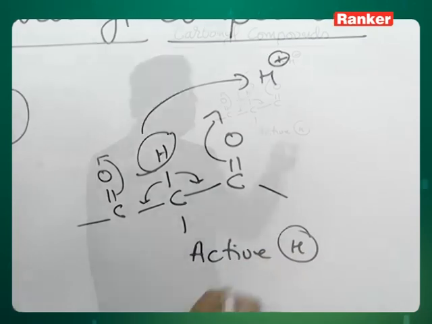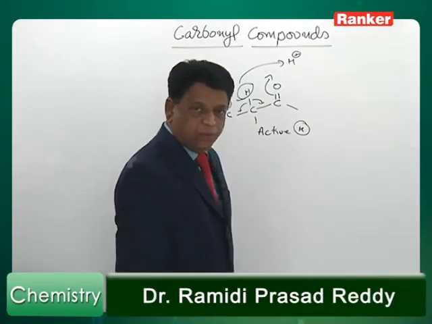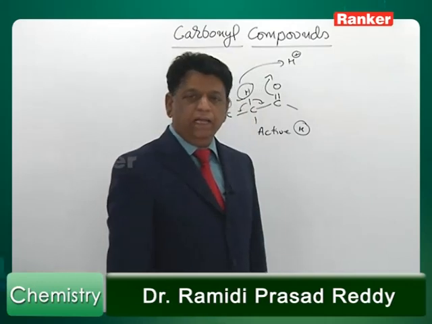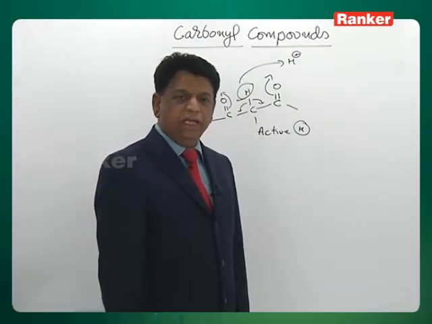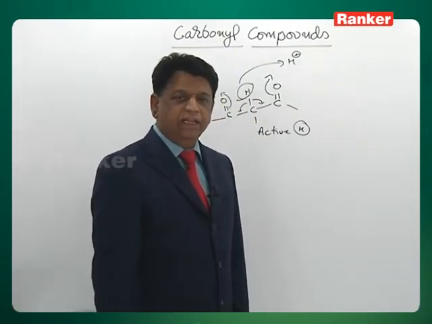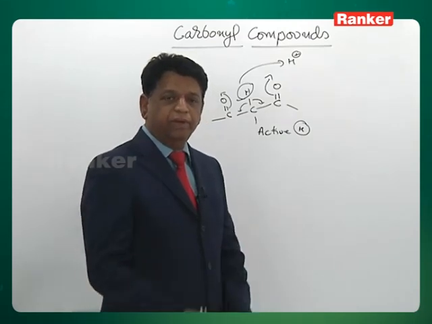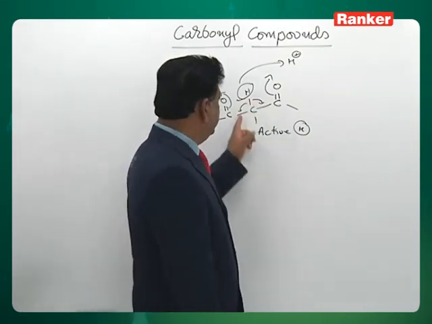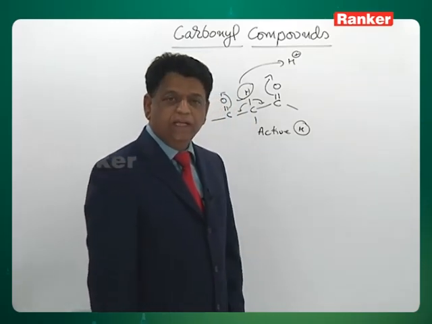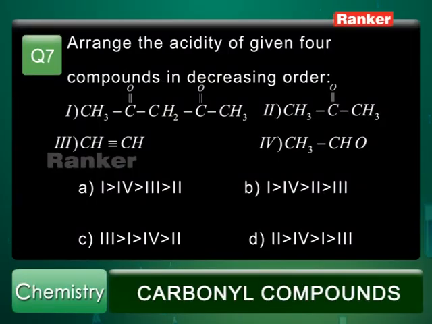This is more acidic than the simple one carbonyl group. So therefore, in decreasing order, first you have to arrange number one, that is the diketone containing CH2 in between, called the active methylene group, as the most acidic, followed by 4, that is acetaldehyde. In acetone, one carbonyl group is shared by the 6 hydrogens, so therefore acidity will be less. So 1 followed by 4, 4 followed by 2, that is acetone.